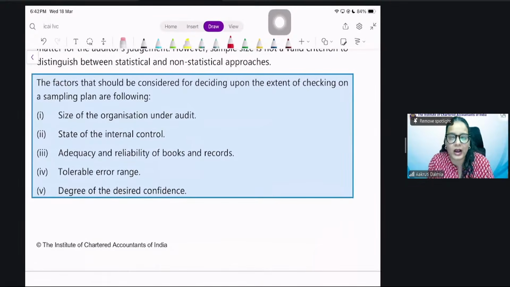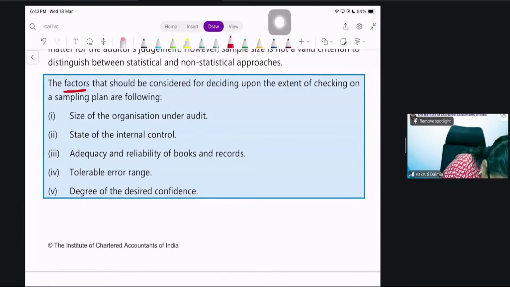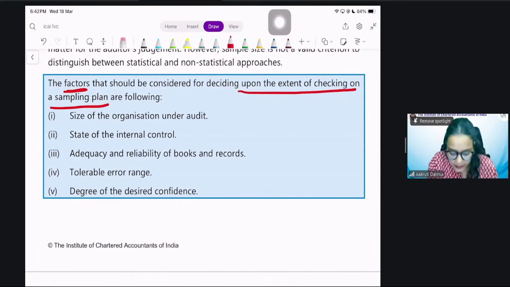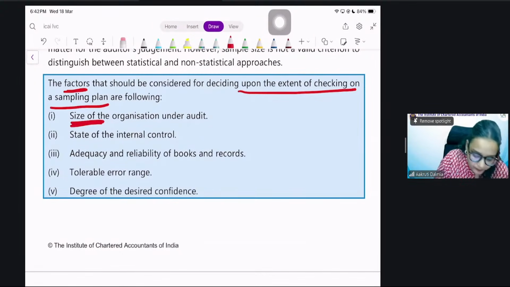Now let me come to the answer that you have to remember. What are the factors that an auditor should consider when deciding upon the extent of checking in a sampling plan? Okay. So if you want to take a decision that how much should I check? What does it depend on? First, it depends on the size.